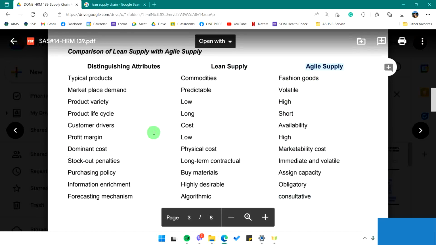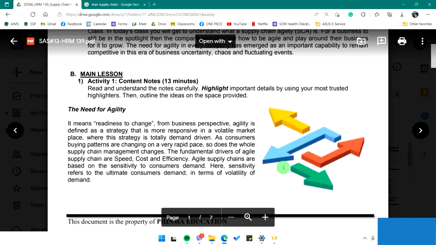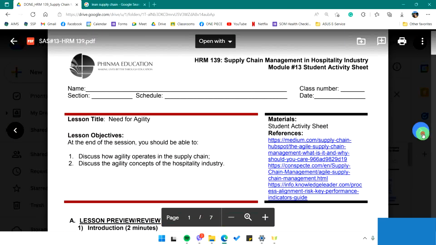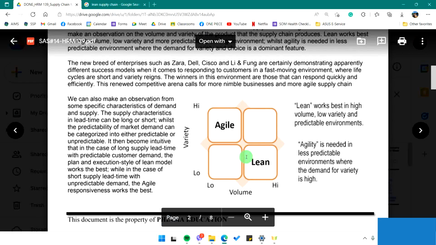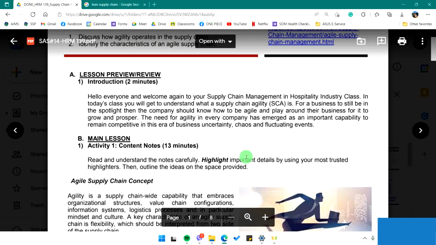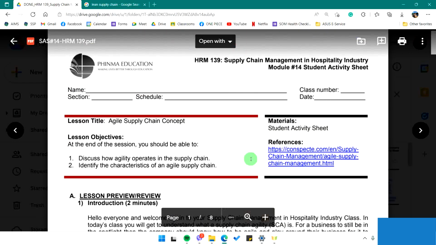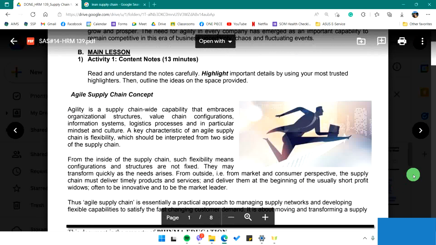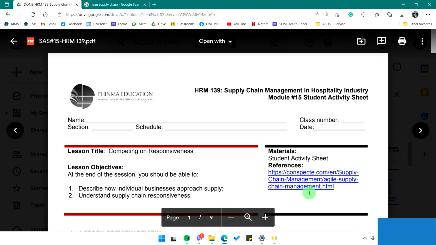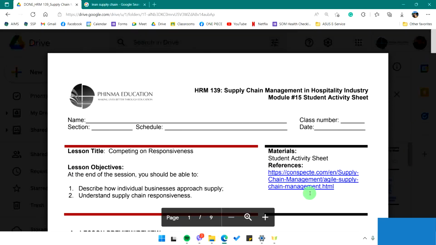And when we talk about agile supply chain, feeling ko naman na-cover na natin lahat ito for our module number 13 and module number 14. If you will read this, everything else, yun na yung pinag-usapan natin. Now, let's talk about competing on responsiveness. Sinabi ko kanina, di ba, it is important for an agile supply chain business to be responsive, no? To adapt to the changes.